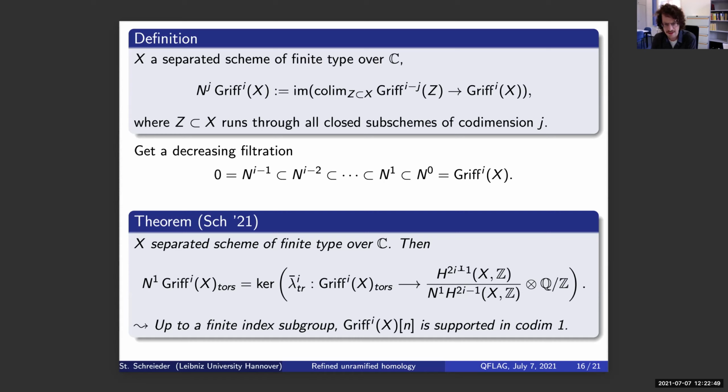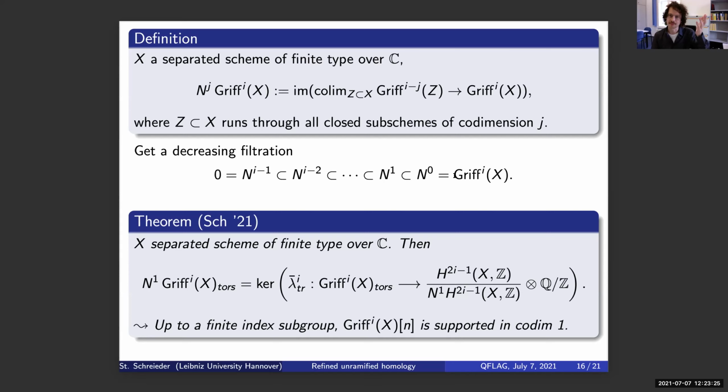So if we put i equals 2 here, we exactly recover the Merkurjev-Suslin theorem, because N^1 Griff^2 is 0. And then we exactly get that the transcendental Abel-Jacobi map is injective for codimension 2 cycles. And this is a generalization. And what it says is that if we have a cycle on X that has trivial Abel-Jacobi map, then it has to be supported in codimension 1. So there must be a divisor, and the cycle must be homologically trivial on that divisor.